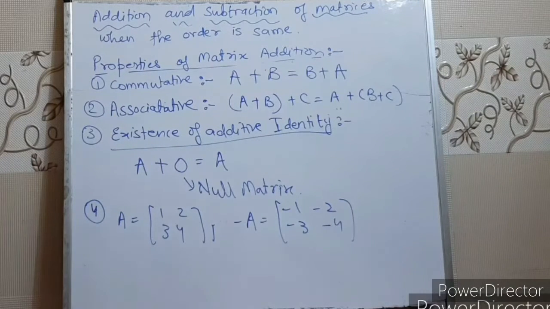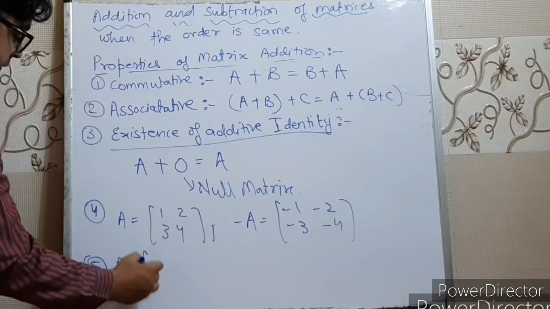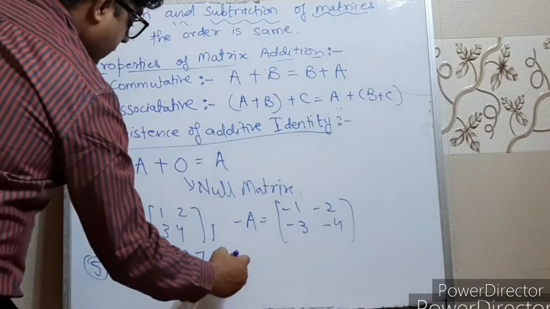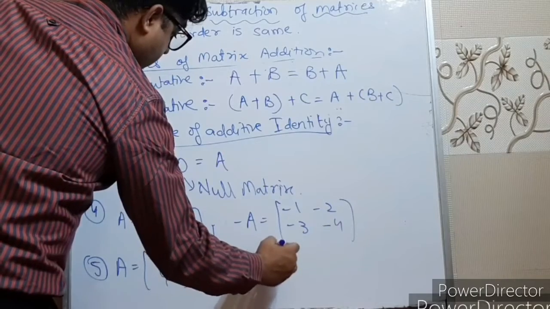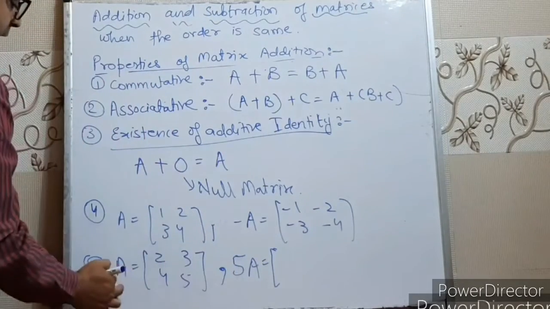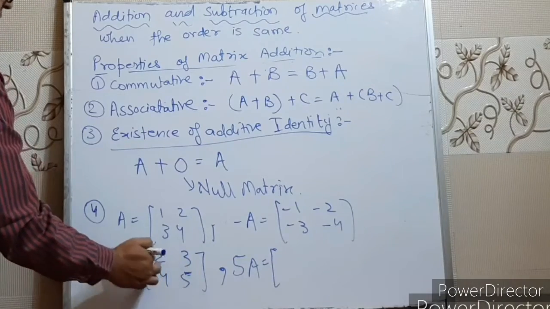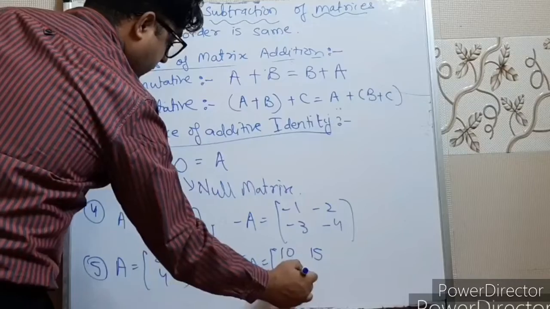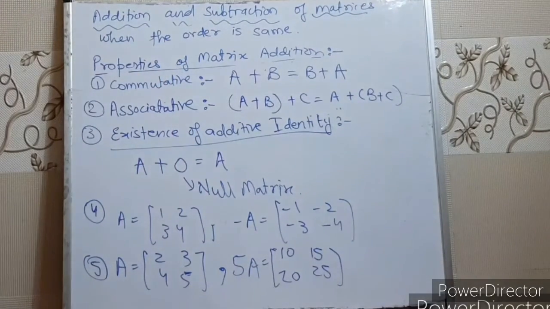Similarly, if we multiply by any scalar, say A is given as 2, 3, 4, 5 and you multiply 5 with A, then this 5 will be multiplied to every element of this matrix. That is 10, 15, then 20, then 25. Okay, children, please note down.